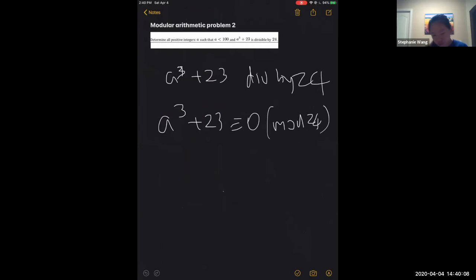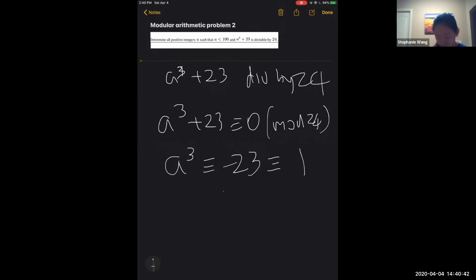All right, so in the middle of this question, we got to a cubed plus 23 is congruent to 0 mod 24. And we can subtract 23 from both sides because subtraction is allowed. a cubed is congruent to negative 23. And remember when I said that negative 23, as long as you add any multiple of 24 to it, it'll be congruent. So let's go ahead and add a multiple of 24. So negative 23 plus 24 will be congruent to 1. So now we know that a cubed is congruent to 1.